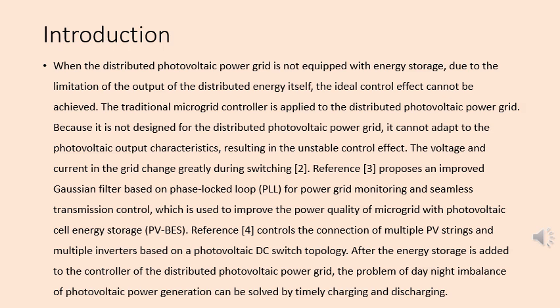Reference proposes an improved Gaussian filter based on phase locked loop PLL for power grid monitoring and seamless transmission control, which is used to improve the power quality of microgrid with photovoltaic cell energy storage PVBs. Reference controls the connection of multiple PV strings and multiple inverters based on a photovoltaic DC switch topology. After the energy storage is added to the controller of the distributed photovoltaic power grid, the problem of day-night imbalance of photovoltaic power generation can be solved by timely charging and discharging.